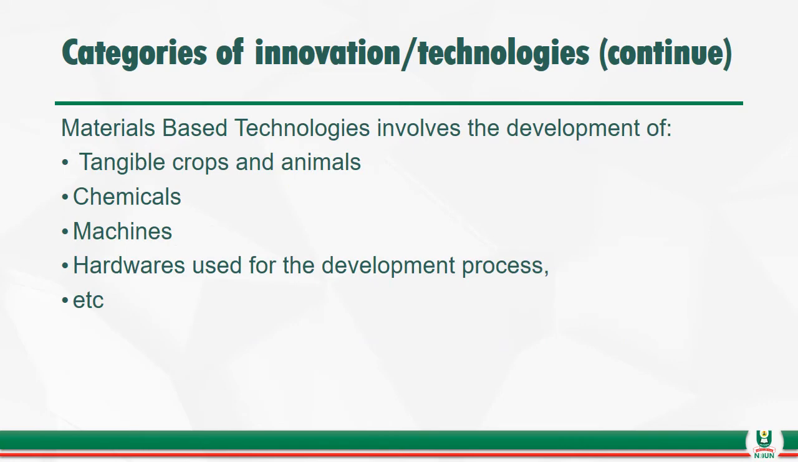Categories of innovation and technology. Here we'll be talking about the material-based technology. And when we use the word material, it means it's a tangible thing. So it involves the development of tangible crops and animals, chemicals, machines, hardware used for the development process, and so on and so forth. So when we develop chemicals, it is something we can see, machines are things we can see, other hardware are things we can see, the crops and animals that are being developed are things we can also see, and so that's why we say they are material-based technologies as far as innovation is concerned.